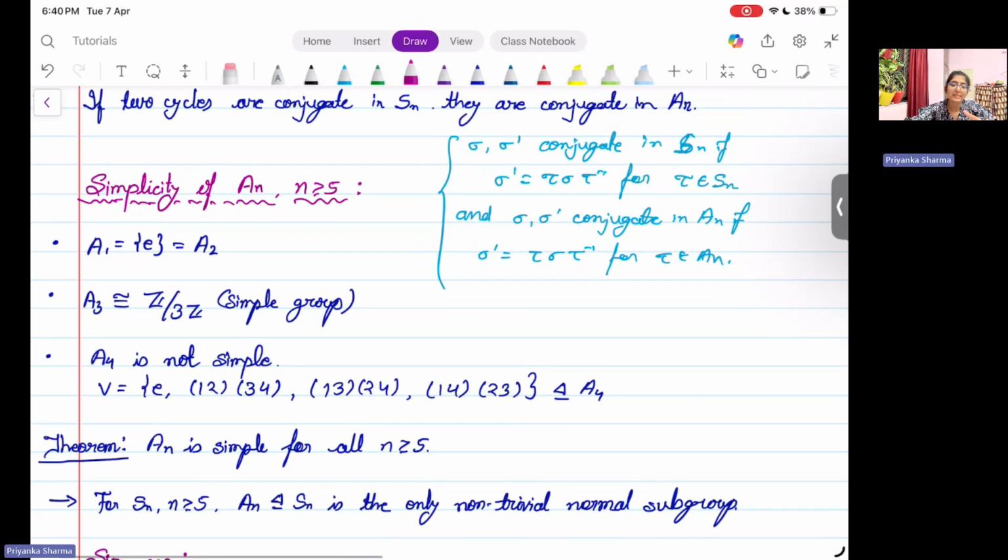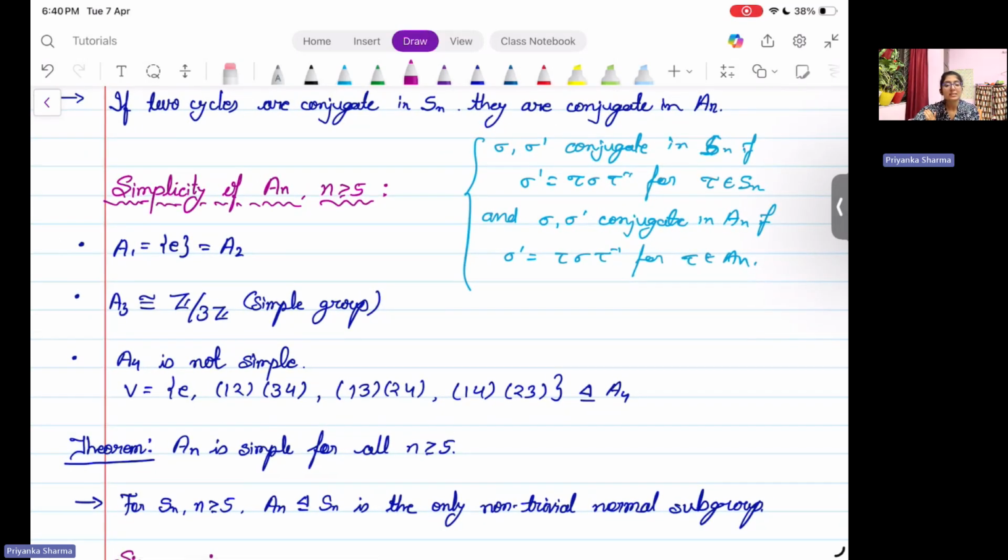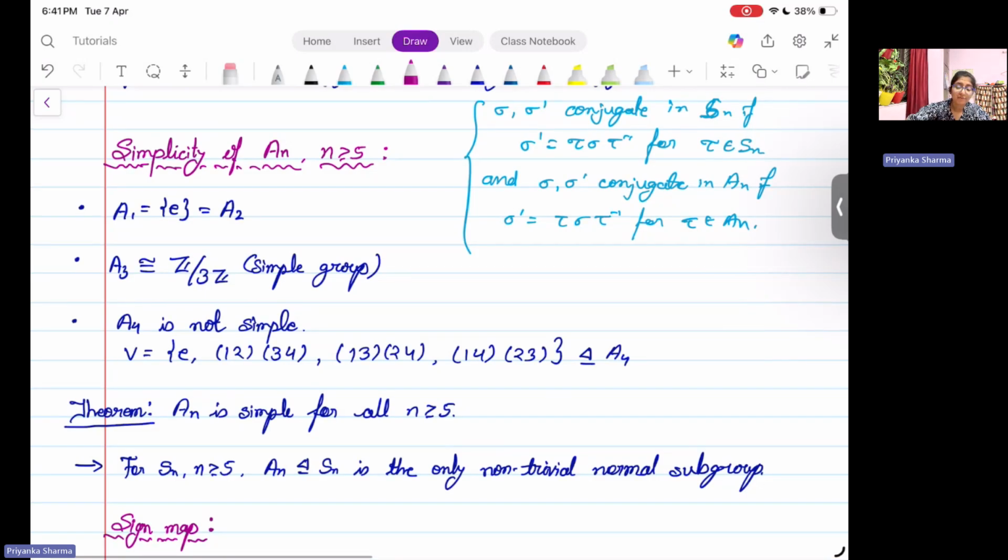So what are the cases for An to be a simple group? If we have A1, that will be only the identity map. So yes, that is simple. And A2 is also simple. What about A3? A3 is isomorphic to Z mod 3Z. This is a simple group, but A4 is not simple because A4 has a special type of subgroup. A4 is unique in this sense.